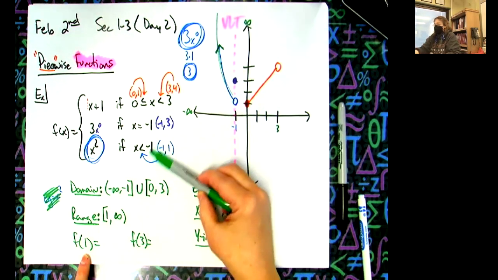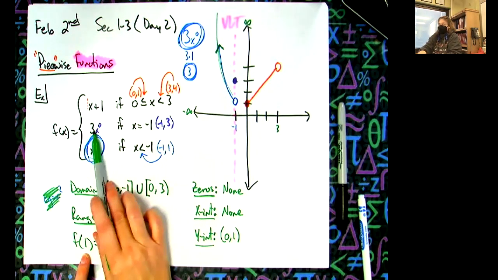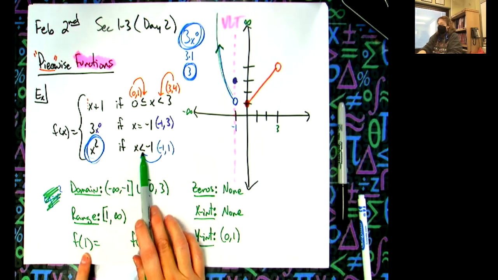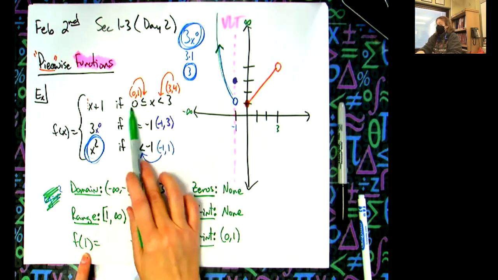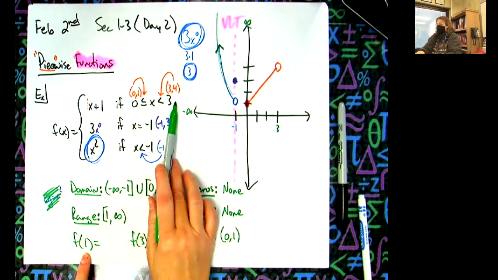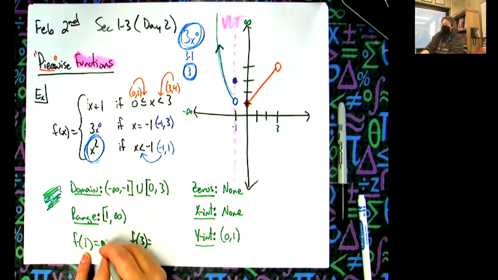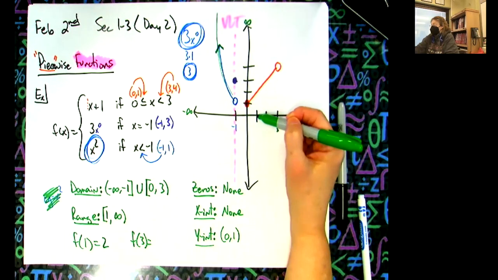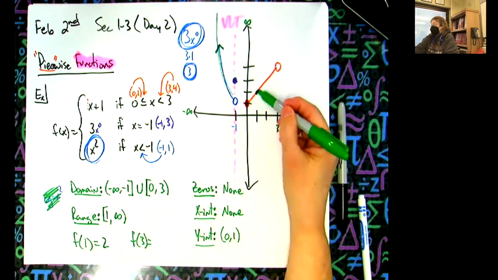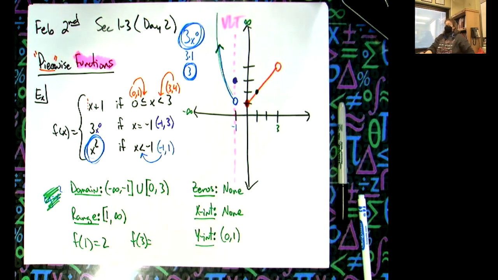So I have to figure out where 1 is. Is 1 equal to -1? No, so I don't want to plug it in here. Is 1 less than -1? Nope, so I don't want to plug it in here. Is 1 in between 0 and 3? Yep, so I want to plug it in right here. When I plug in 1, 1 plus 1 is 2. Can we verify that on our graph? Yes. Go to the x value of 1 and go up to where the function is. That point is right there and spits out a 2, so it is on the graph.